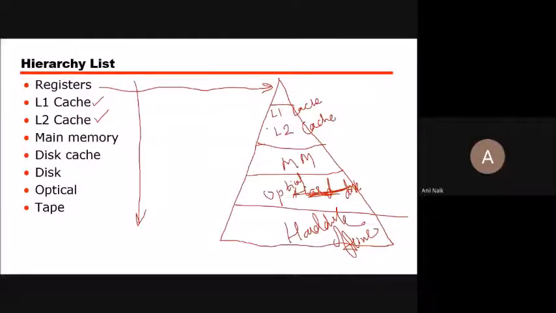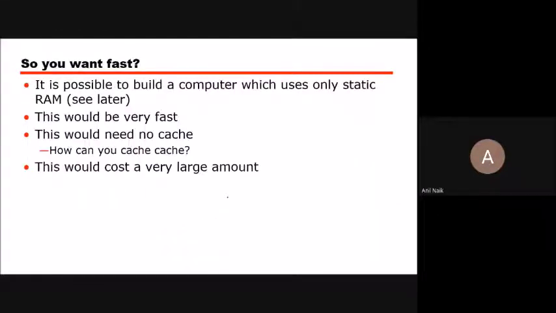So it is with respect to the size. Here the size of the memory is very small, and here it is large. The size of the memory is very large. Okay, so this is the hierarchy.